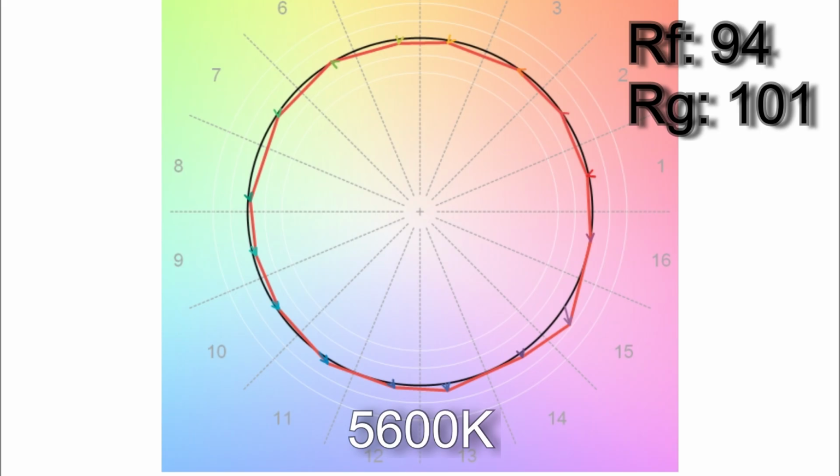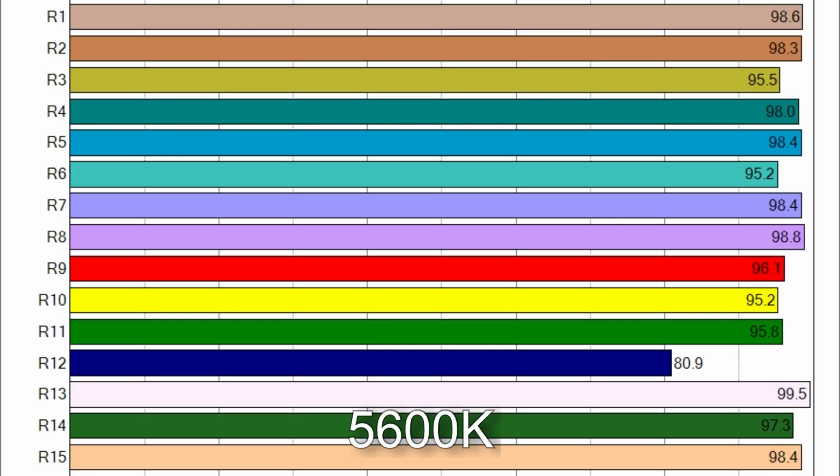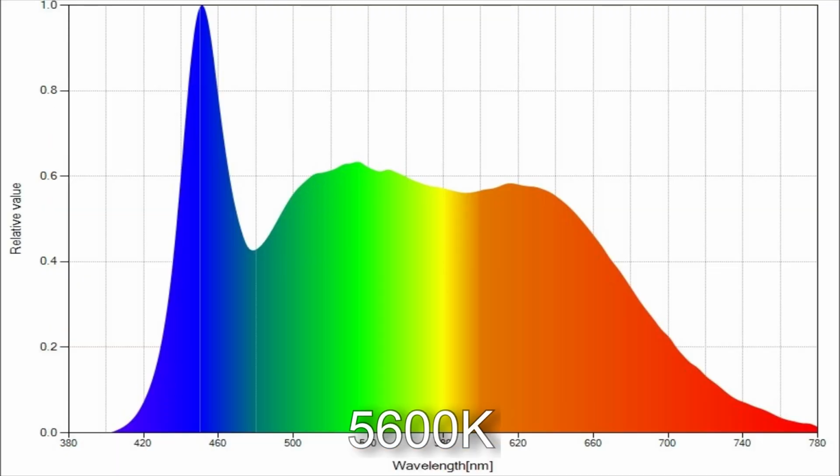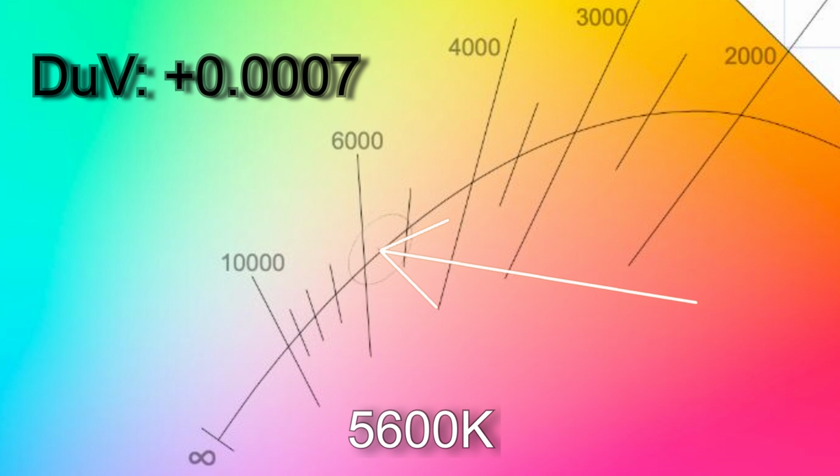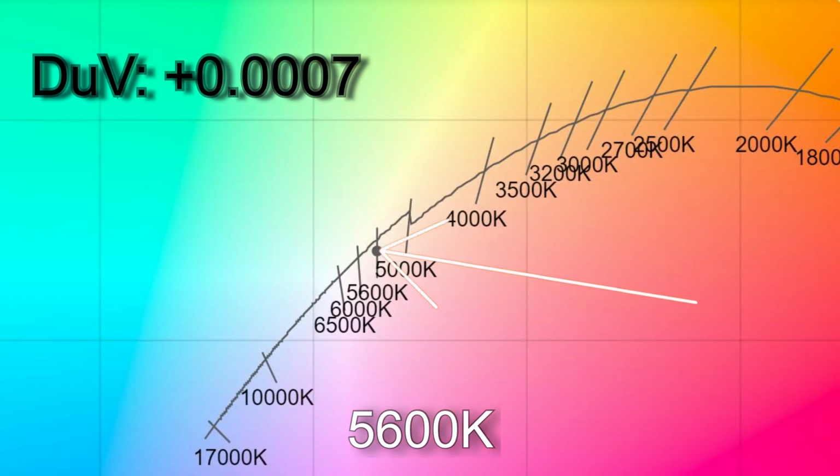Here are the TM30 color vector results, and the light came in with an average 94% color accuracy with an average 101% color saturation. Here are the CRI scores, and only R12 is below 90. Here is the spectrum distribution, and the light came in with a delta UV of plus 0.0007, which places the light almost on the Planckian curve, but off the daylight curve to roughly the equivalent of a 1/8 correction gel.